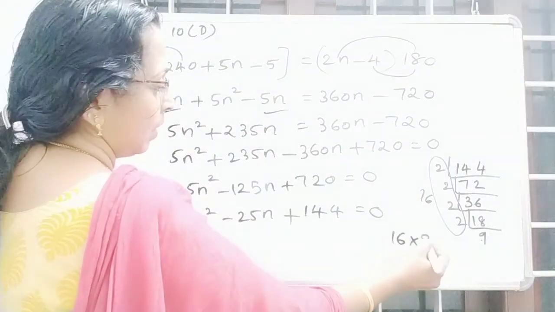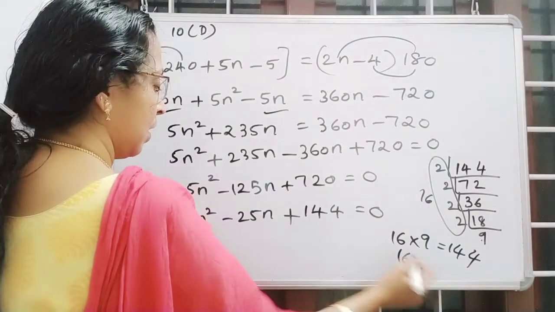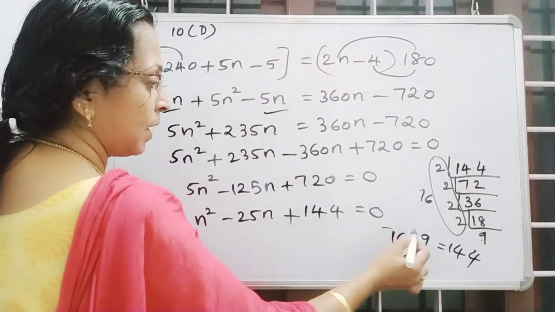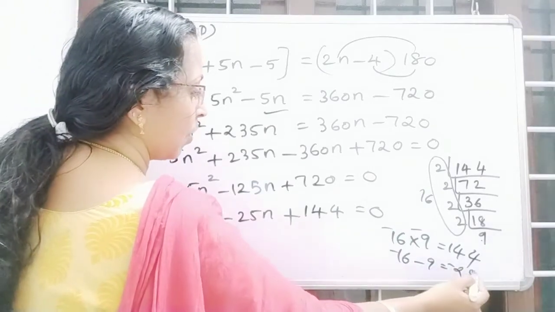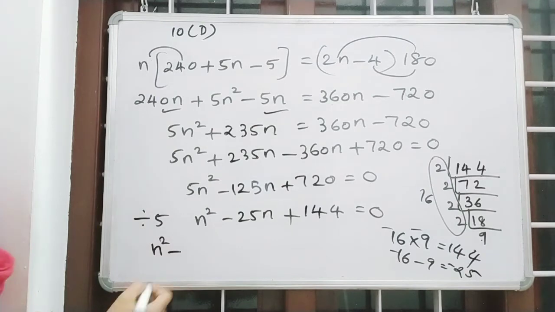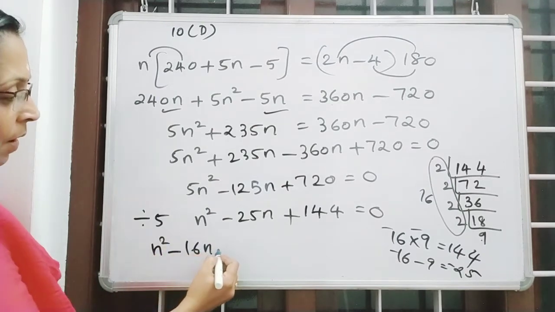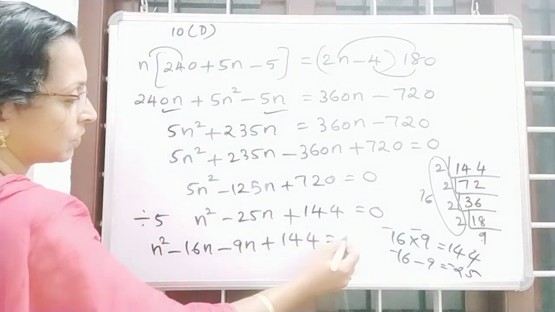16 into 9 is equal to 144, and 16 minus 25, we want minus 16 minus 9. So minus 16 minus 9 will be minus 25. So we can split n square minus 16n minus 9n plus 144 is equal to 0.